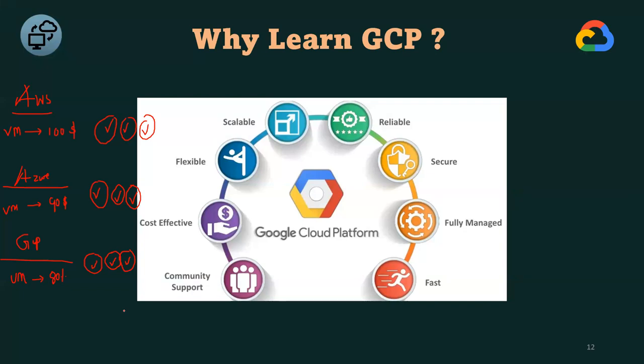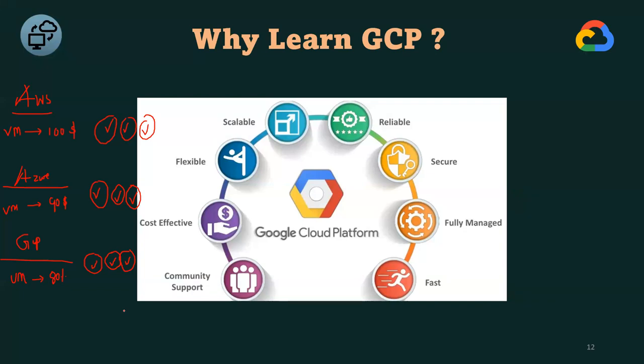Now tell me, which is cost effective? Can you guys tell me which is cost effective? GCP. GCP is cost effective because for the same configuration of the virtual machine, the cost of GCP is 80%, so you will be choosing GCP only. That is the reason most of the companies are choosing GCP over AWS and Azure.